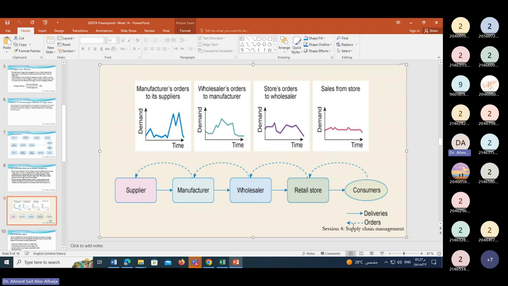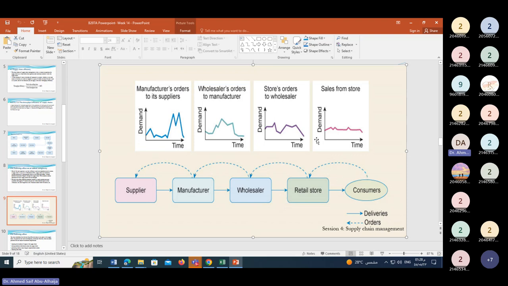You need to understand something. In business, we have something called derived demand. It's derived from what? From customers. Customers will make the order from the store. The store will make the order from the wholesaler. The wholesaler will make the order from the manufacturer. The manufacturer will make the order from the suppliers, and so on, if you have more stages. Can you give me an example? Very, very simple, actually.